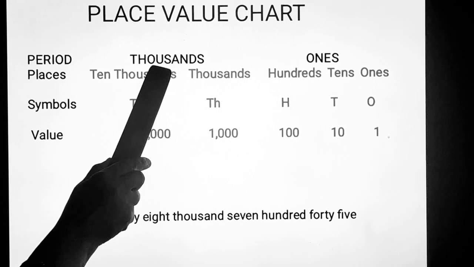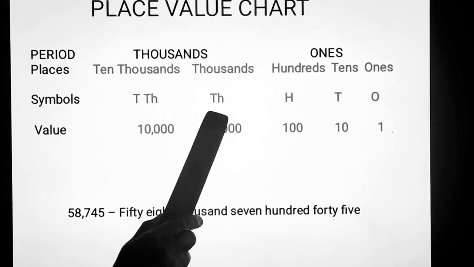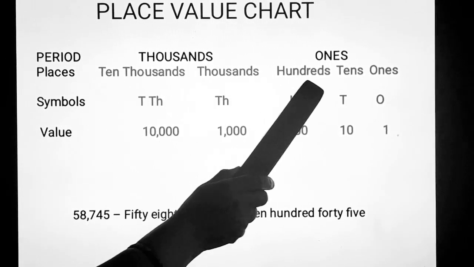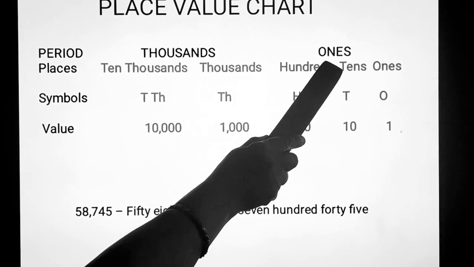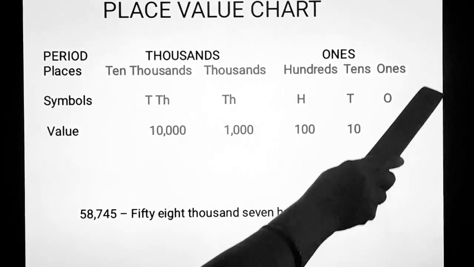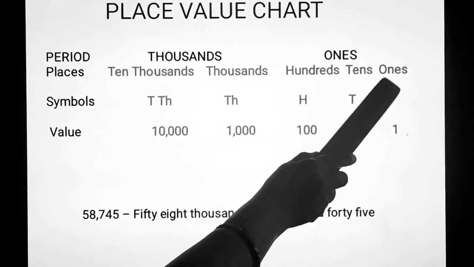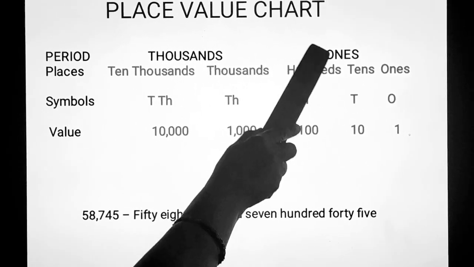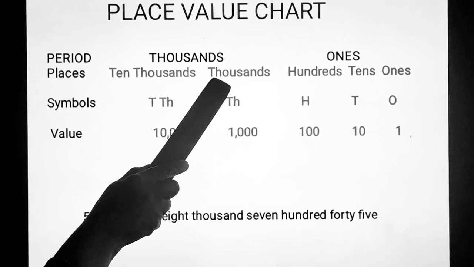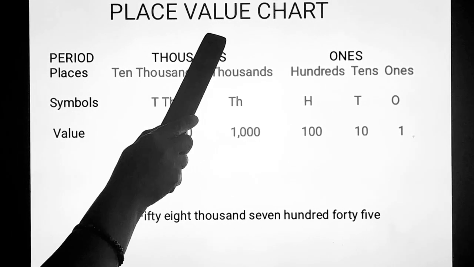Observe the place value chart. Here, periods, places, symbols and their values are there. 5 digit numbers are divided into 2 periods, that is 1's period and 1000's period. 1's period has 3 places, that is 1's, 10's and 100's. Here 1000's and 10,000's are in 1000's period.